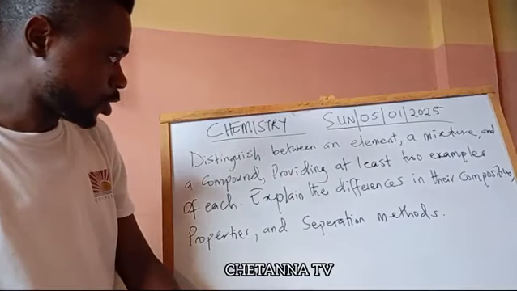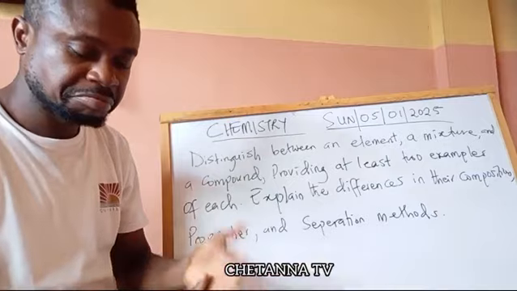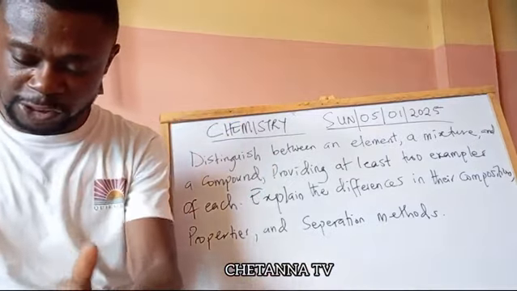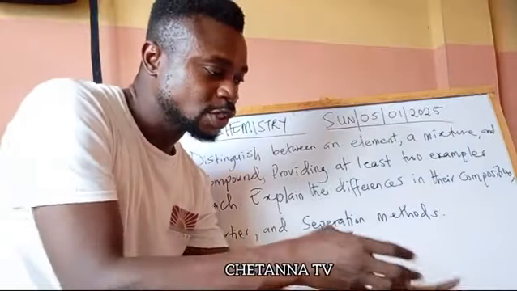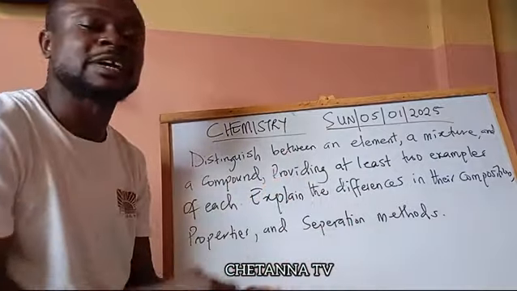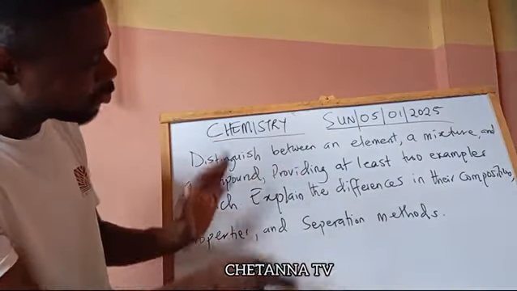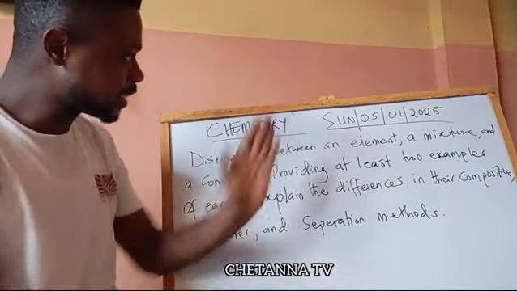Now, but in the compound, the property of the compound that is formed is different from that of the elements or compounds that come together to form that particular compound. So these are the differences between the three of them.